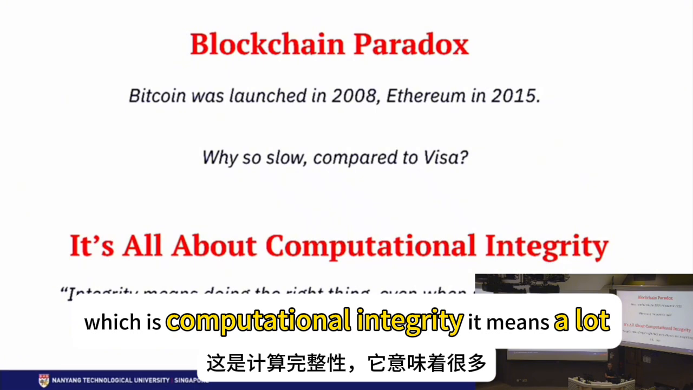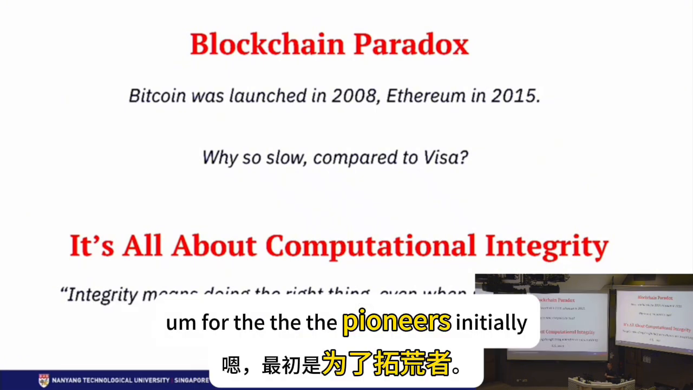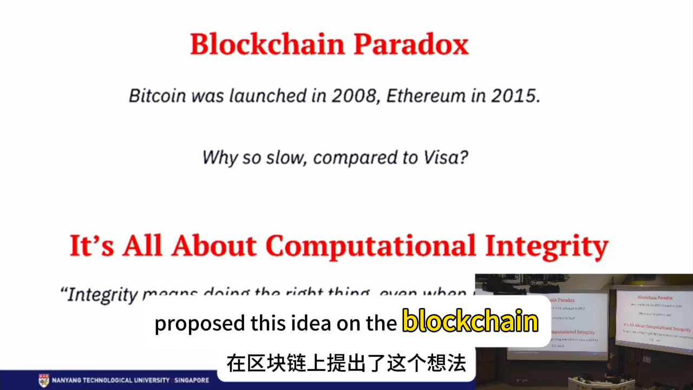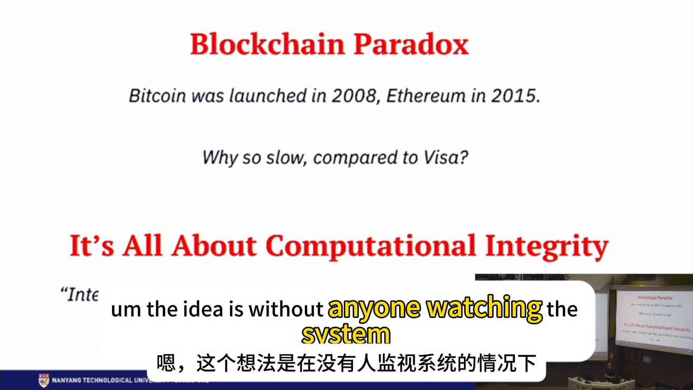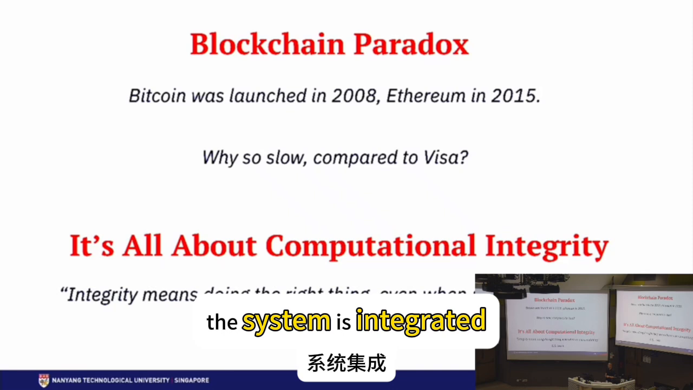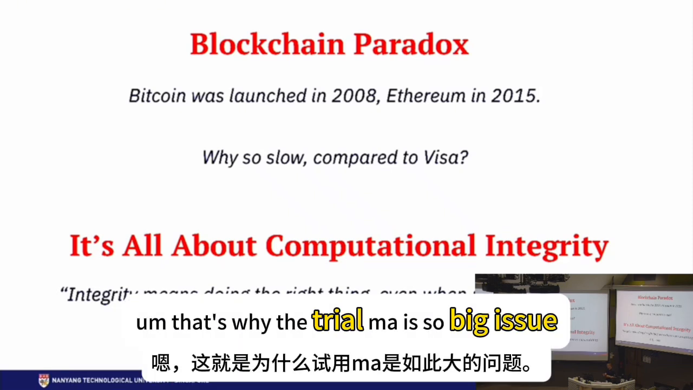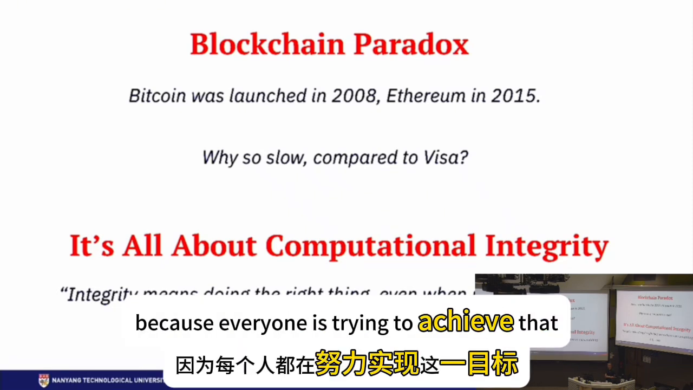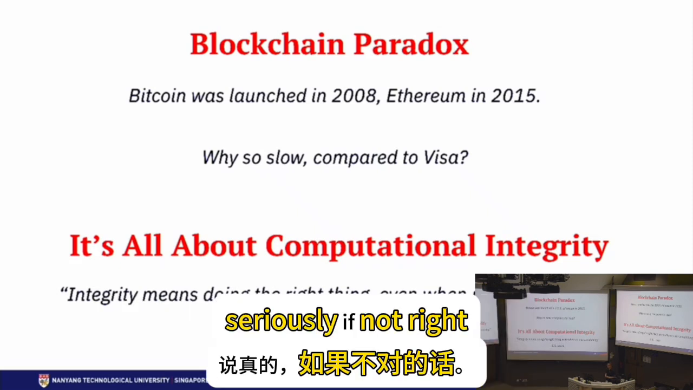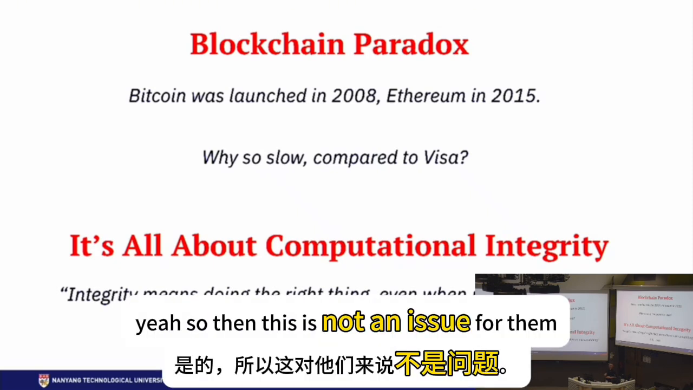It means a lot for the pioneers who initially proposed this idea on the blockchain. The idea is, without anyone watching, the system is integrated. That's why we have this blockchain. That's why the trilemma is such a big issue, because everyone is trying to achieve that if they take the trilemma seriously. If not, then this is not an issue for them.